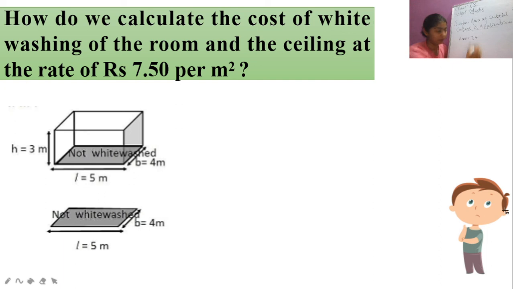You will multiply with the rupees 7.50 per meter square, right? So we get the answer in rupees. So tell me your answer in rupees if we calculate the cost for this. Yes, we get 555. So this is the cost required whenever you whitewash your 4 walls as well as the ceiling, at the rate of 7.50 per meter square.